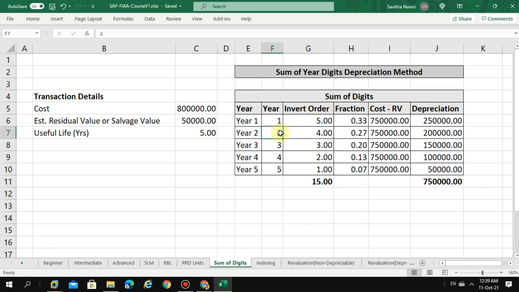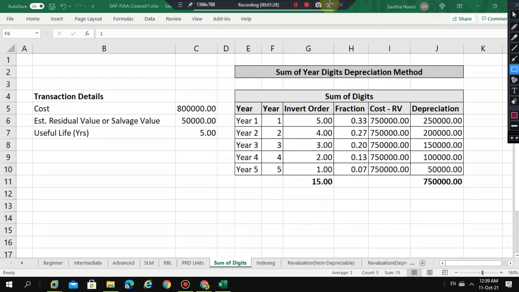Then if you look into here, let's say the life of the asset is 5 years. Now you take all these years, and when you sum them up, you can see here the sum of all these numbers comes to 15. So you have to keep them in reverse order, so the numbers go in the inverted order.